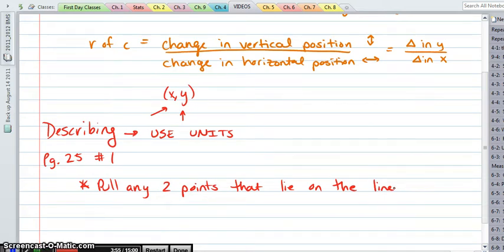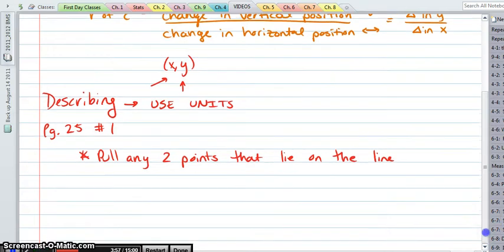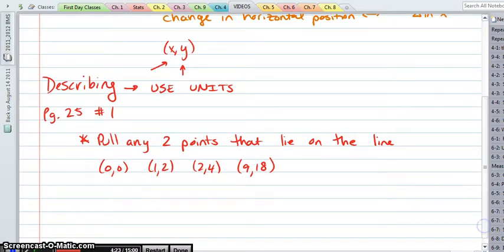The first point I see is 0, 0. It happens to be on the line, so I'm going to use 0, 0. It's a pretty easy point to work with. Also take a look. We could use the point 1, 2 or 2, 4. Okay, I can even go all the way up the graph. I could do 9, 18. Again, it does not matter because we're going to simplify our rate. So whichever 2 points we choose, once simplified, we will all get the same rate.